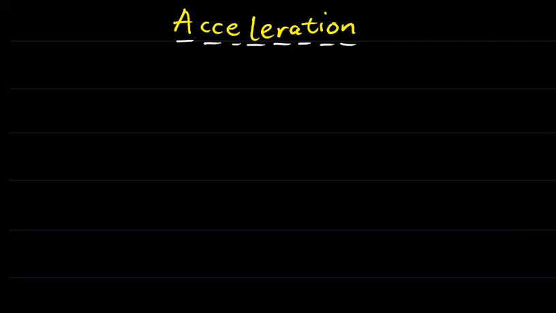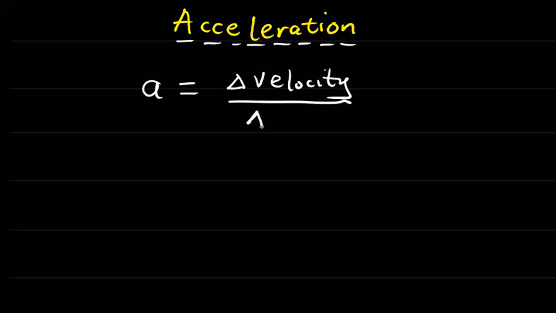Now we are going to be discussing another important phenomenon on rectilinear motion. So we're going to be discussing acceleration. Acceleration, of course, by the symbol A, is the rate at which velocity actually changes with time. So change in velocity, then with respect to time.